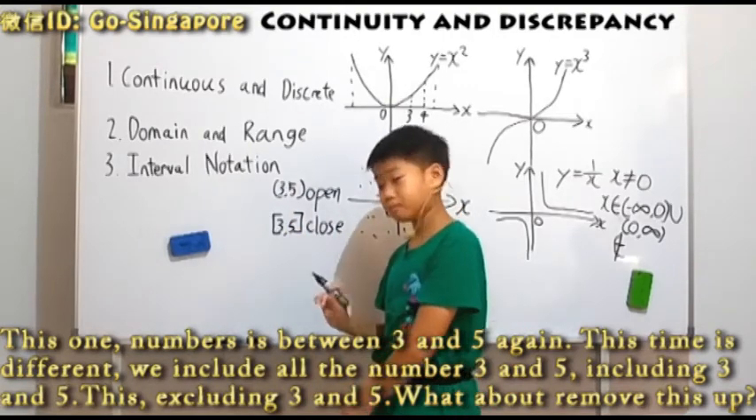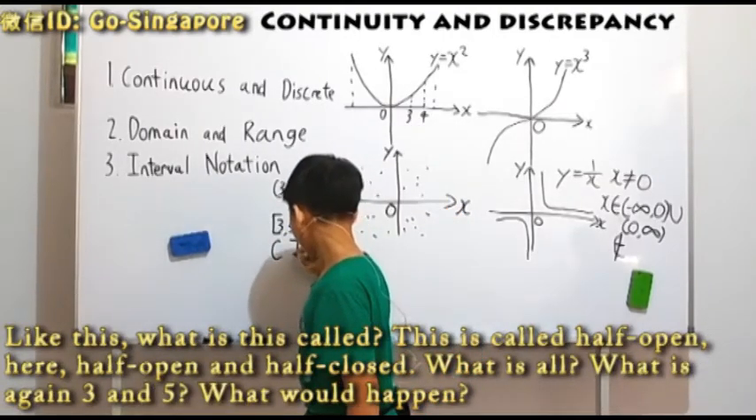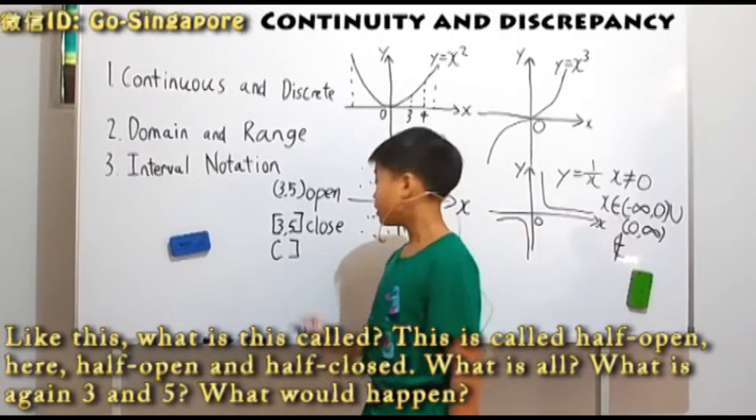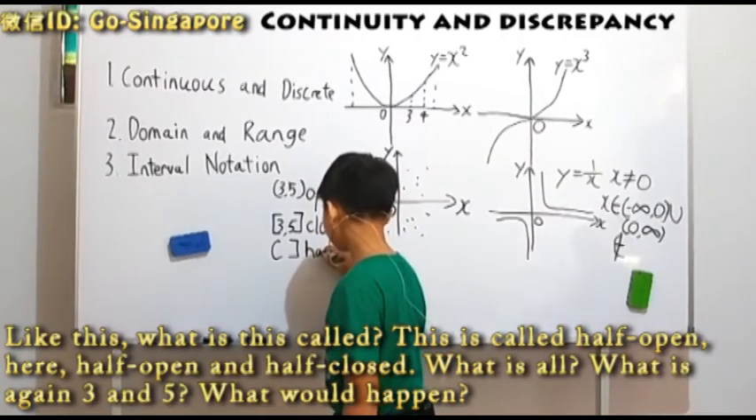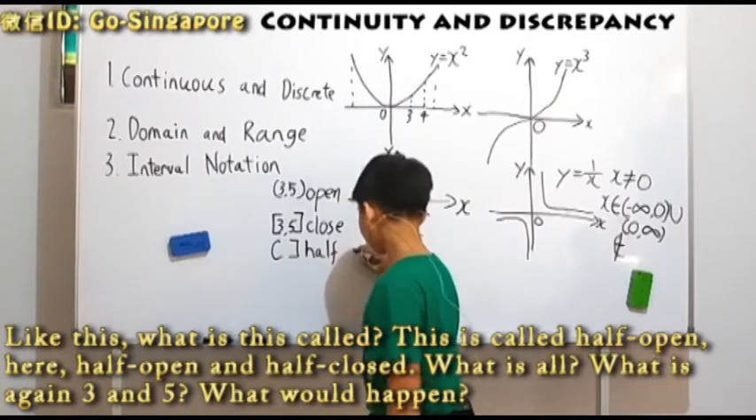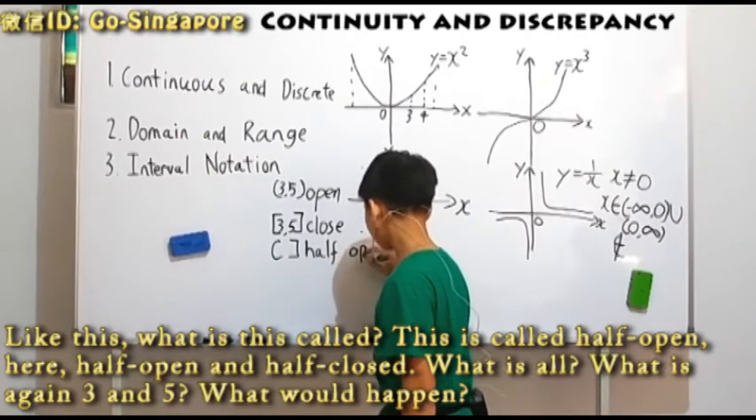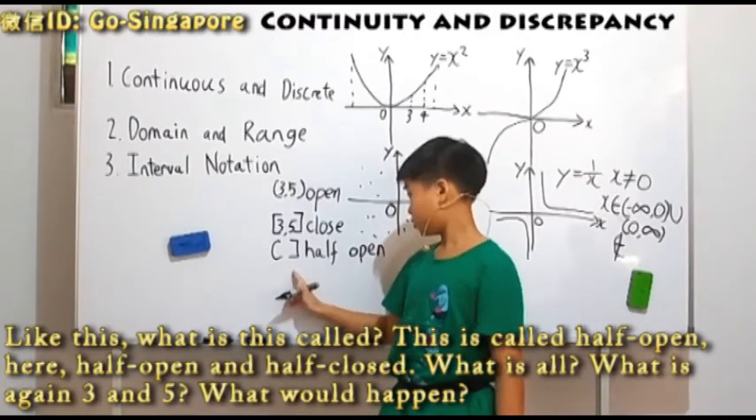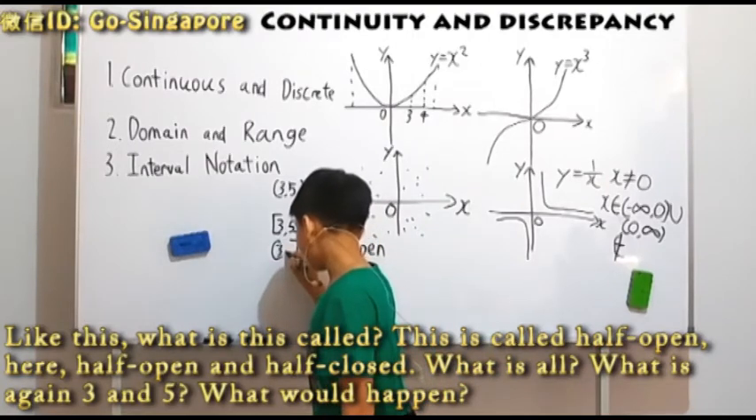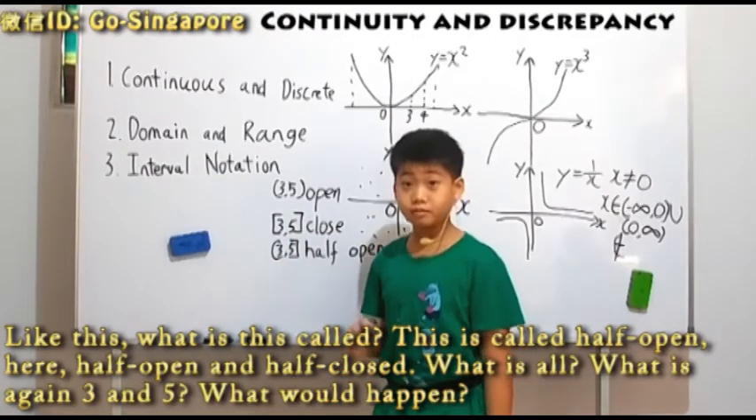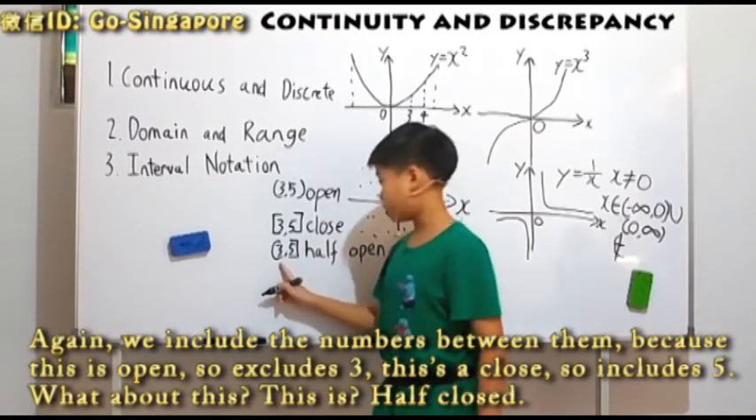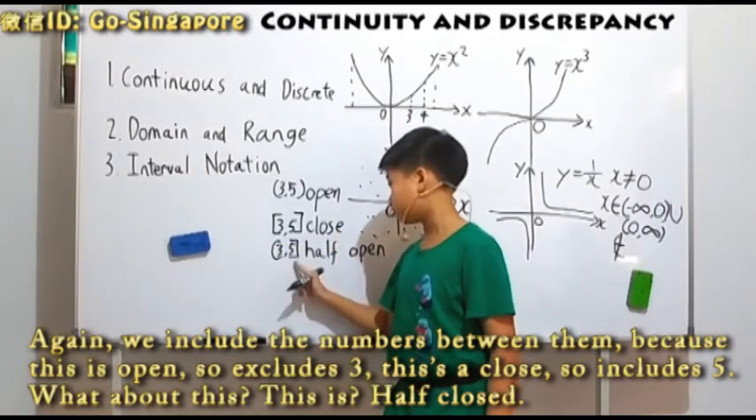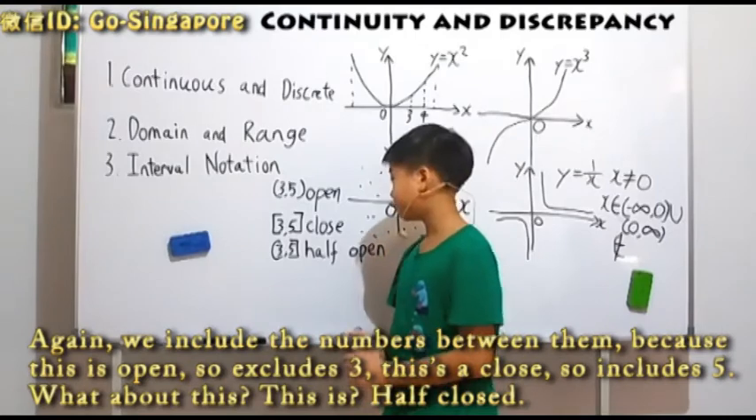What if we mix this up? Like this. What is this called? This is called half open. Yeah, half open and half closed. And this is open. What if again it's 3 and 5? Again, we include the numbers between them. Because this is an open, so we exclude 3. This is a closed, so we include 5.